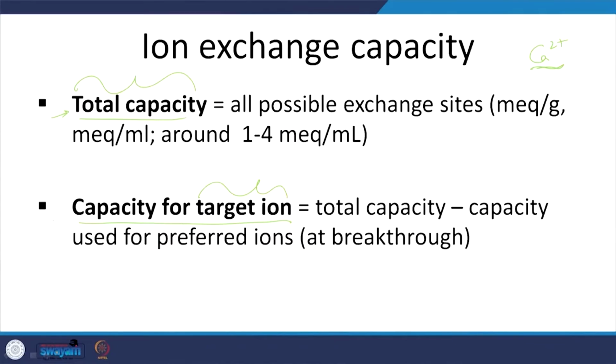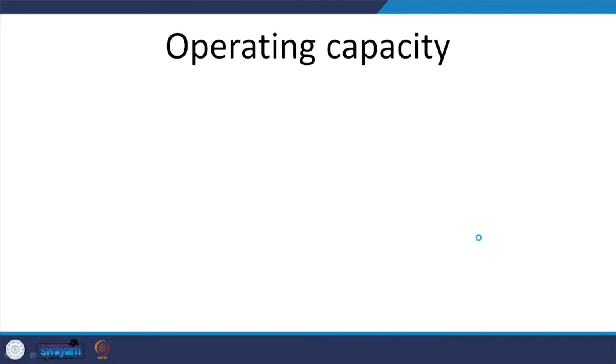So here I am going to be concerned about total capacity and also capacity for the target ion. Total capacity covers all possible exchange sites, with units typically equivalents per gram or equivalents per liter. Typically I am looking at 1 to 4 milliequivalents per milliliter. For the target ion, obviously it's the total capacity minus the capacity used for preferred ions, let's say, at breakthrough. So that's how we are going to look at it.